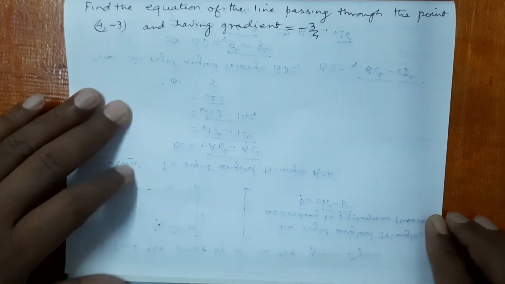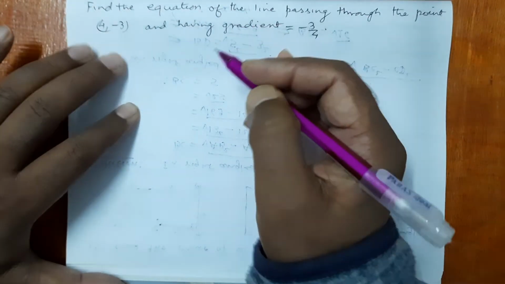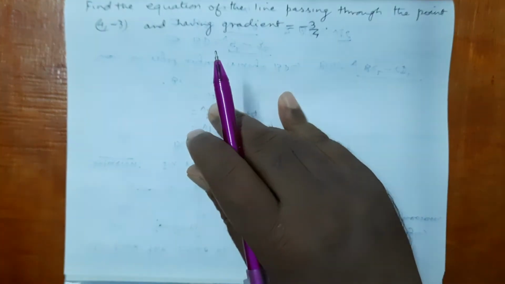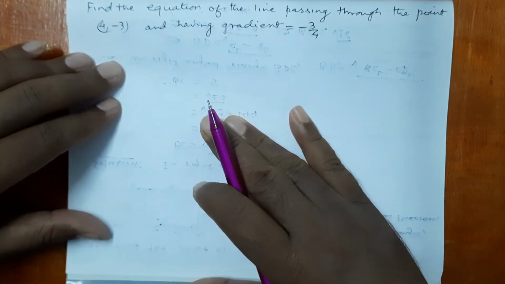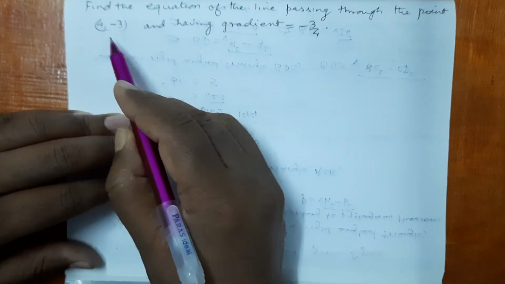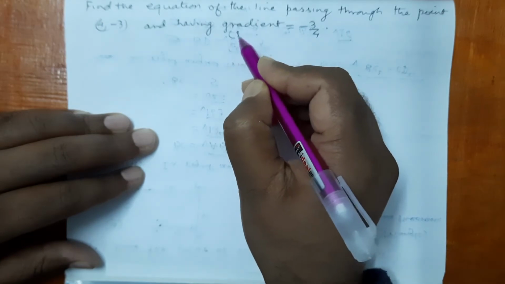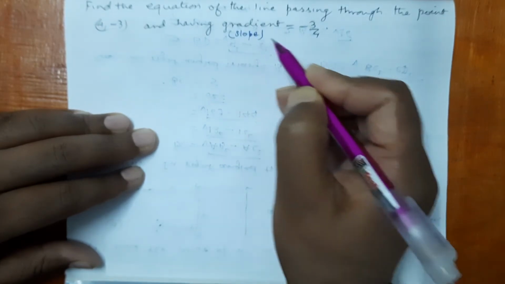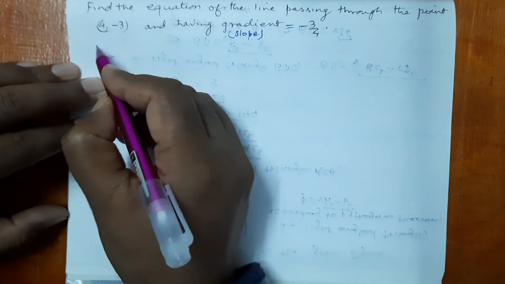Okay, so now I'll start today's topic. Here I have brought some questions in which we have to use point slope form and two point form. If the coordinate of one point is given and the gradient or slope, this gradient is a synonym for slope, is given, then we use point slope form.